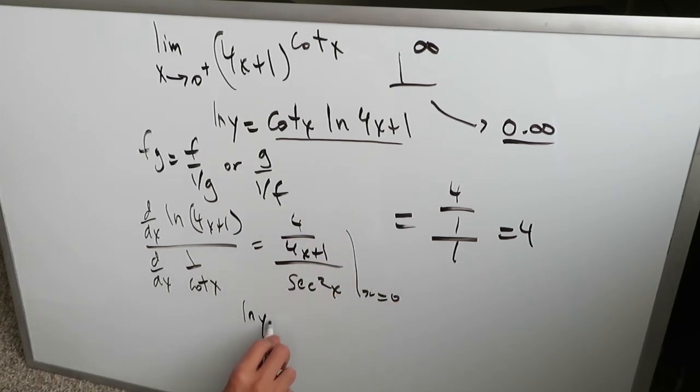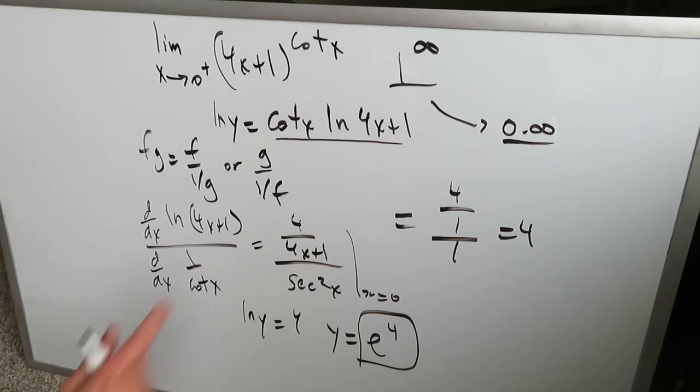But natural log y was equal to 4, therefore y is equal to e to the power of 4, and this e to the power of 4 is our actual answer. The limit of this function will be e to the 4.